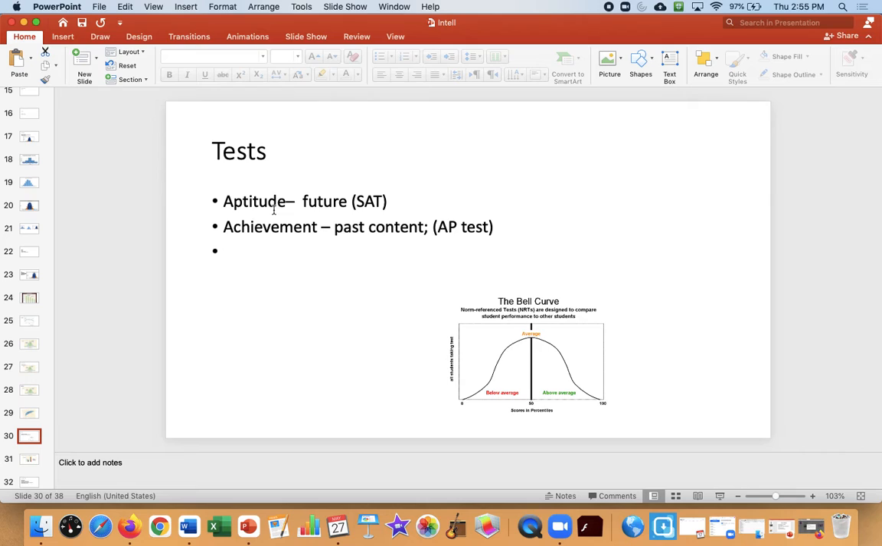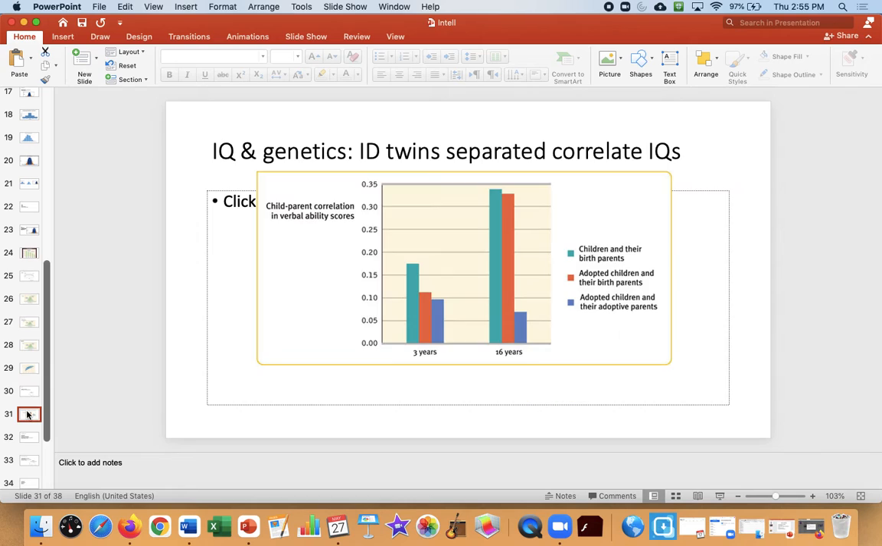Aptitude tests test the future, like the SAT test. It tests how they think you'll do in college. Achievement tests past content, like an AP test is testing on content you already studied.